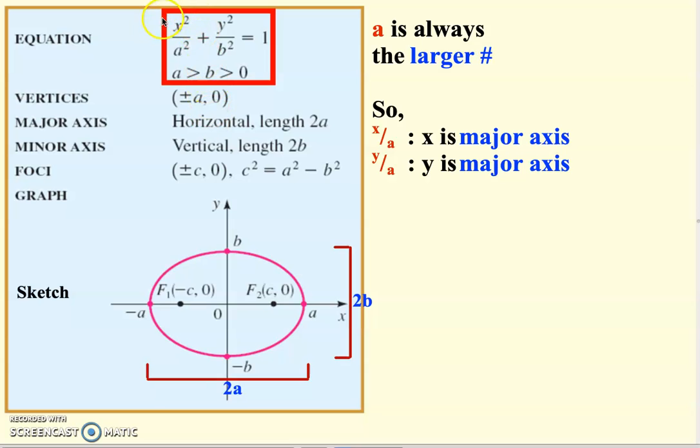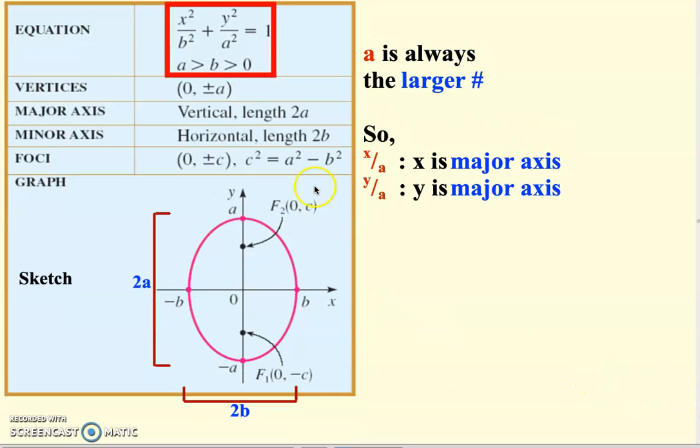So here's how it works. If you have X over the larger denominator, or I just think of it as X over A, then X is the major axis. On the other hand, I'll switch to the other equation here for a second. If you have Y over A squared, or Y over the larger denominator, then your ellipse is going to be vertical. So this would be your A distance, center to vertex. And that's really kind of it. That's how you distinguish the two.